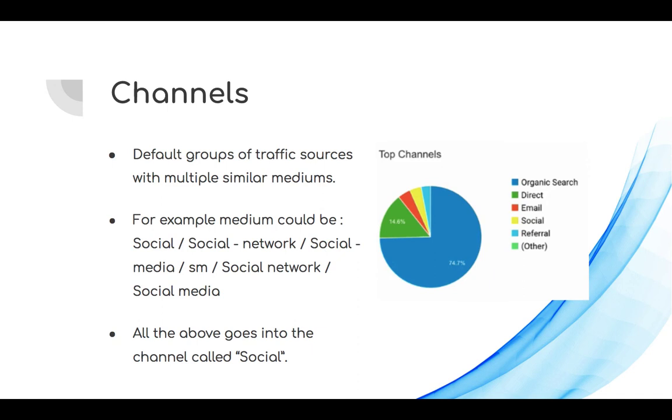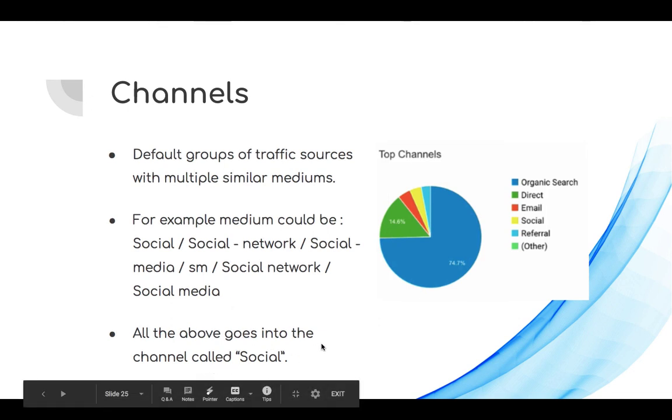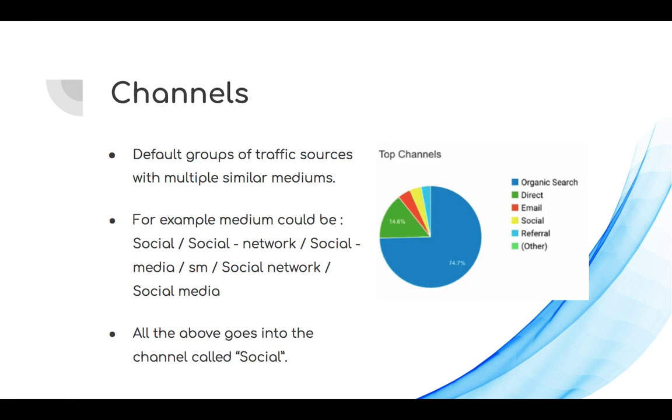Here you can see the different channels on the right: organic search, direct, email, social, referral. Medium could be social, social hyphen network, social hyphen media, SM, social space network, or social space media. All of the above go into the channel called social. So I prefer that you don't use medium much. Medium is just to specify where the traffic is coming from. When you are looking at the report, you have to look at the source and then at the channels. Channels give you a very clear and broad idea of where your traffic is coming from.